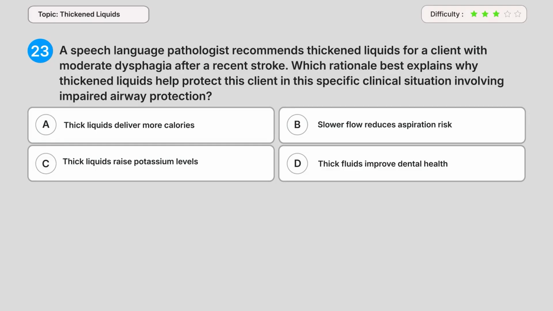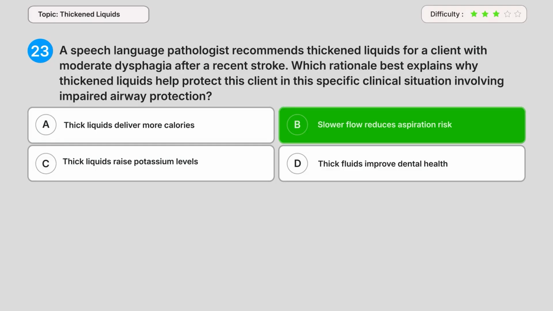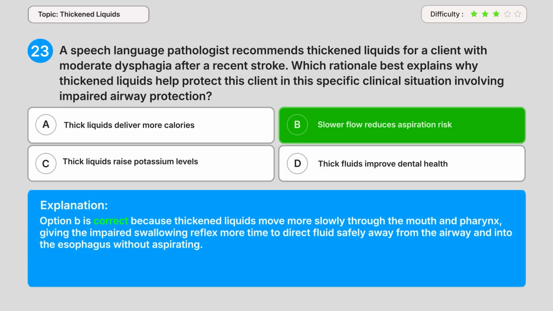Correct answer. B. Slower flow reduces aspiration risk. Explanation. Option B is correct because thickened liquids move more slowly through the mouth and pharynx, giving the impaired swallowing reflex more time to direct fluid safely away from the airway and into the esophagus without aspirating.